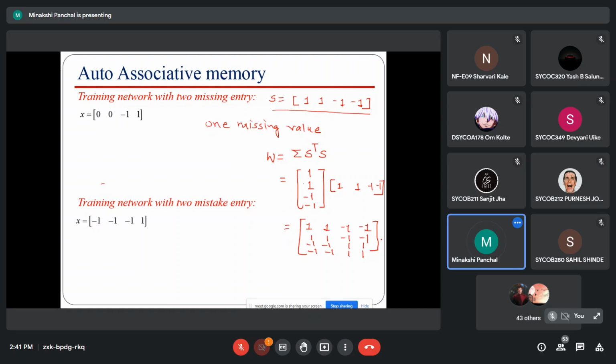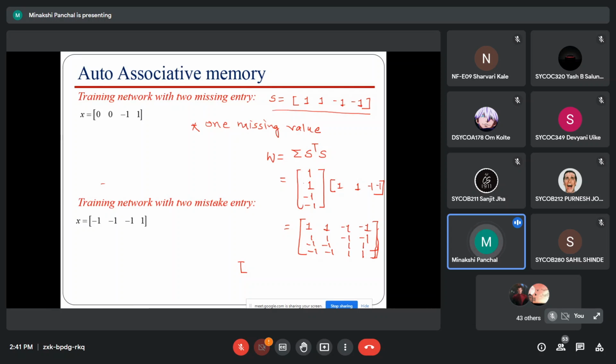Yes. Recall it. If anyone has missed it, please recall it once. Now this is the weight matrix. Now what I said, just check it. If one of the values is missing, are you getting the same output? Any one of the elements, consider it as 0.